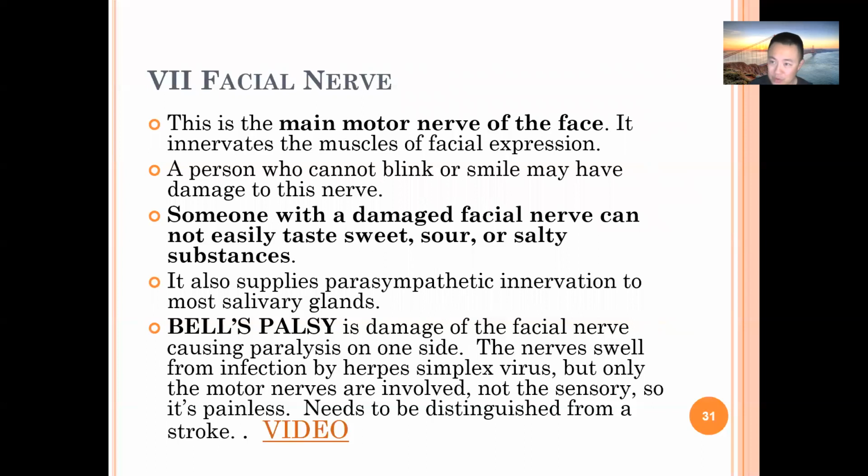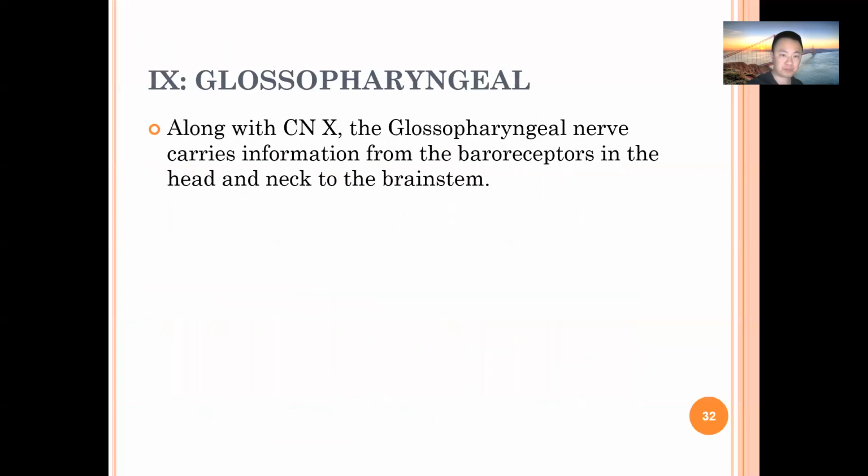The 7th cranial nerve here is the facial nerve, and this is the main motor nerve of the face, and it innervates the muscles of facial expression. A person who cannot blink or smile may have damage to this nerve. Someone with a damaged facial nerve cannot easily taste sweet, sour, or salty substances. It also supplies a parasympathetic innervation to most salivary glands. Bell's palsy is one example of damage to the facial nerve, causing paralysis on one side. The nerves end up swelling from an infection by, say, the herpes simplex virus, but only the motor nerves are involved, not the sensory, so it's painless. That needs to be distinguished from a stroke, okay?